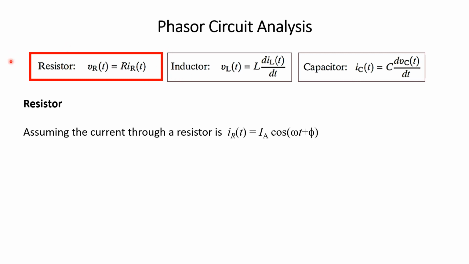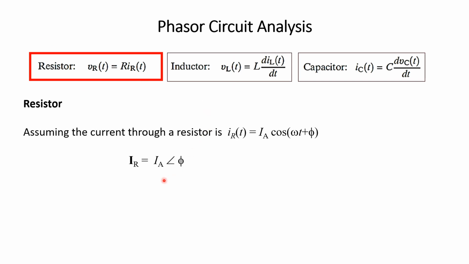First we take resistance. In a resistance, the voltage across it is R times the current flowing through it. The voltage across an inductor is L times d by dt of the current flowing through it. In the case of a capacitor, the current flowing through the capacitor is C times d by dt of the voltage across the capacitor. So we consider the resistor first, in order to see how it can be represented in its phasor equivalent.